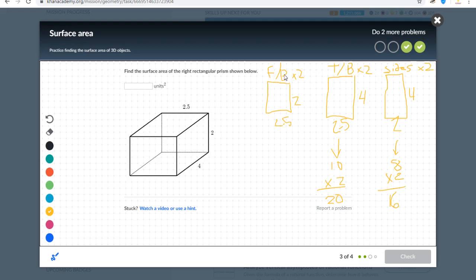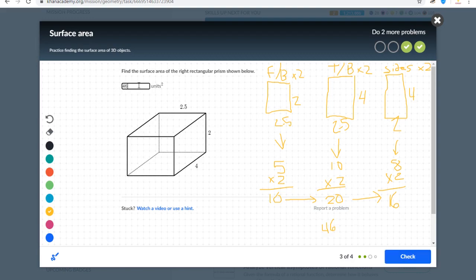And lastly, we got the front and back pieces. 2 times 2.5 is going to give us 5. We have 2 of these pieces, so times by 2, and we get 10. Now we just got to add all of these up together. So we got 10 plus 20 is 30. 30 plus 16 is going to give us 46. So 46 units squared should be our answer.